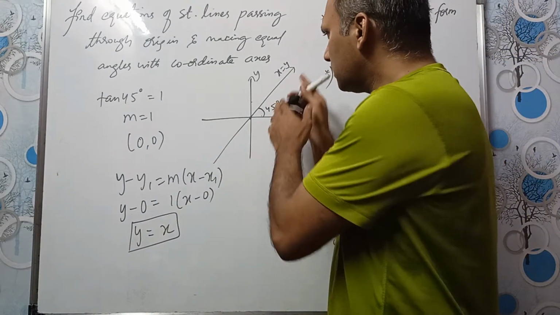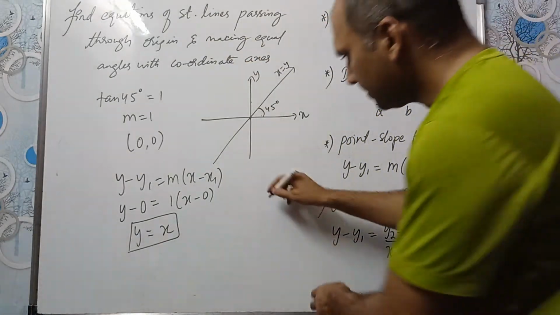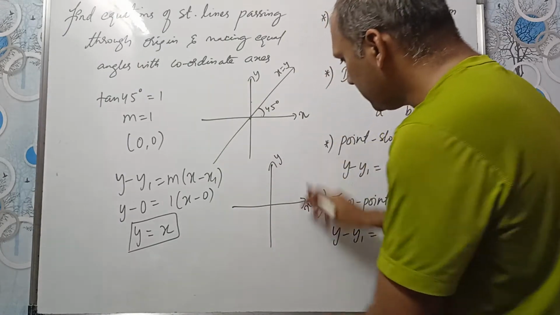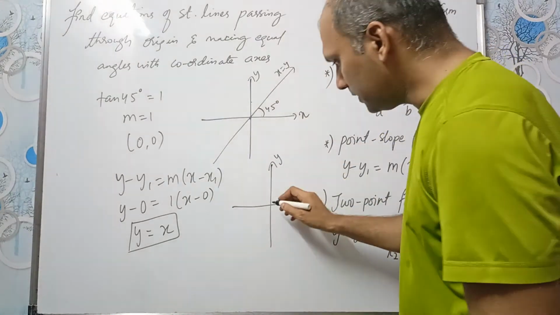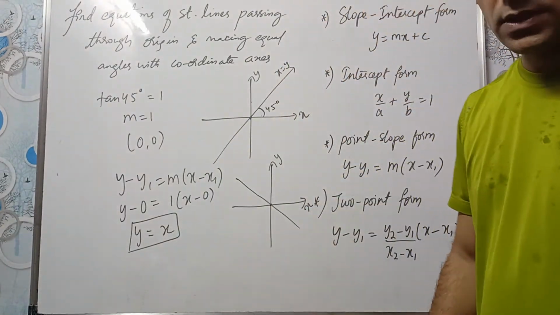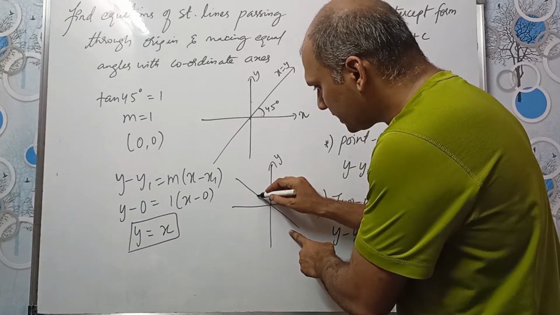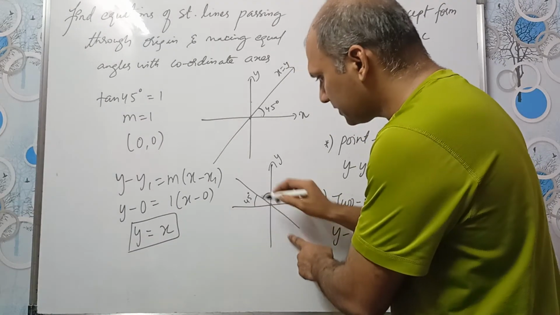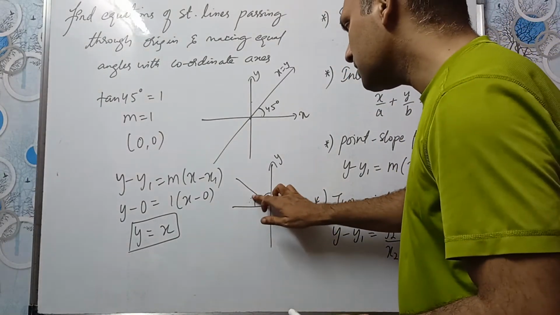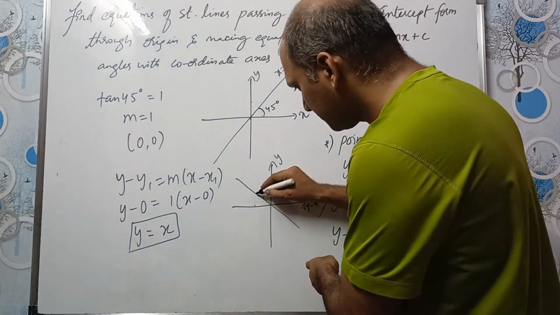Now do you think only this line will be making equal angles with coordinate axis? No, see, there is one more line. Let us learn about that. X-axis, y-axis, right? This is the origin. See, this line will also make equal angles with coordinate axis. See, with y-axis it is making 45 degrees, with x-axis it is making 45 degrees. Okay? Alright. But what will be the slope of this line?